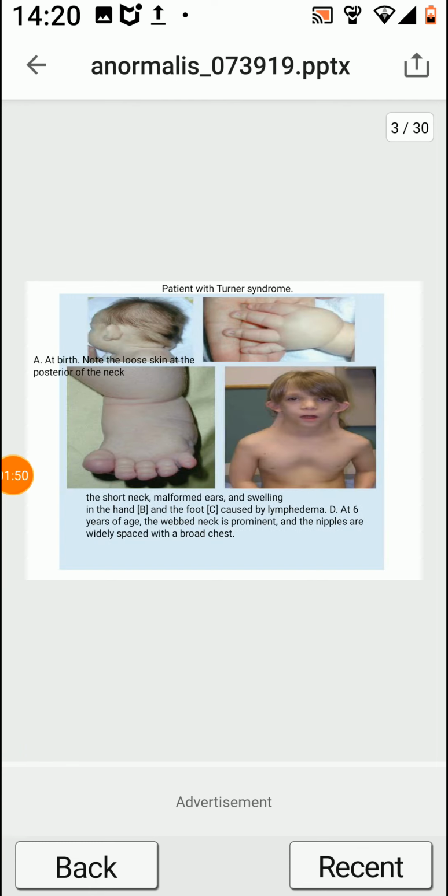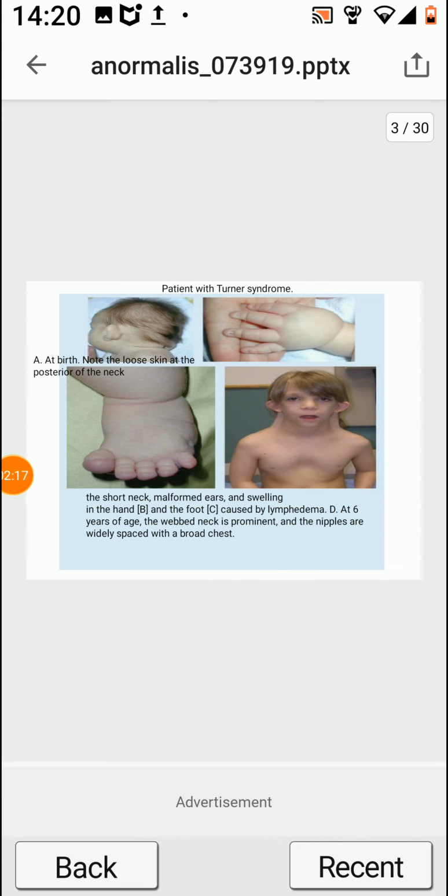And now this is Turner syndrome. Turner syndrome occurs where there is partial loss or complete absence of an X chromosome. Characteristic features: in the first slide we can see that the child has a malformed ear and a very short neck, and in the second and third pictures we're seeing that the child has a big or enlarged hand and foot, and it arises due to lymphedema.